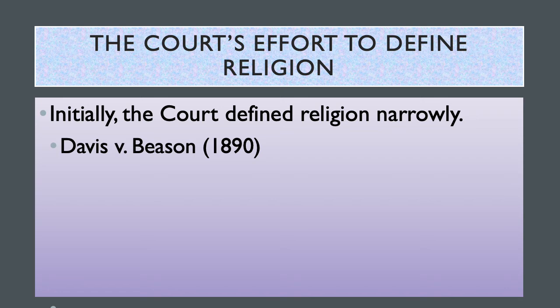So in this case, Davis lived in the Idaho Territory, and a federal law was passed that said that polygamy was a felony, and if you wanted to vote, you had to swear that you were not a polygamist or a bigamist. Davis, as a Mormon, did practice polygamy, and he swore the oath saying that he wasn't a polygamist because he really wanted to vote. And he was convicted for violating this federal law. He was convicted of the crime of lying under oath.